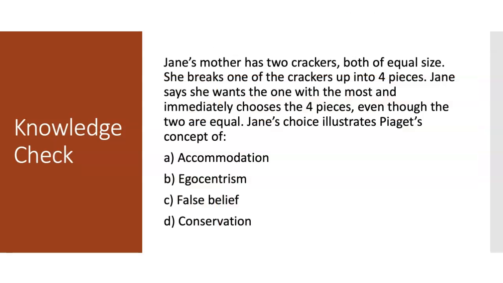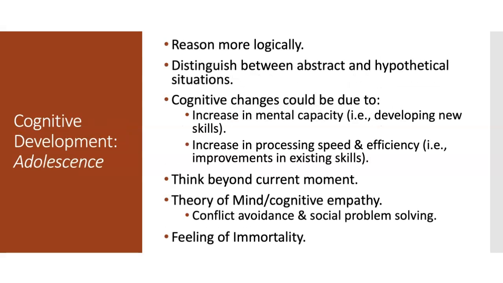Now, you have this in the slides that I've shared with you, but just to go through it and give you the answer, which will be clearer once you review those videos. Jane's mother has 2 crackers, both of equal size. She breaks one of the crackers up into 4 pieces. Jane says she wants the one with the most and immediately chooses the 4 pieces, even though the 2 are equal. Jane's choice illustrates Piaget's concept of conservation. Okay, I won't get into that now, but as you are watching the videos, you will learn about that and that will make sense. So moving on to cognitive development during adolescence.